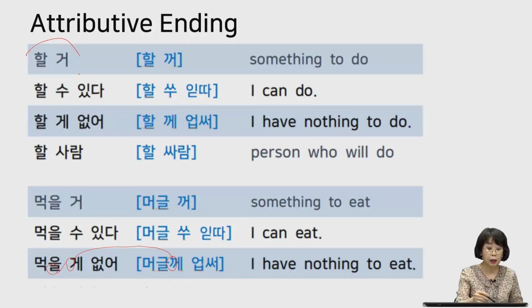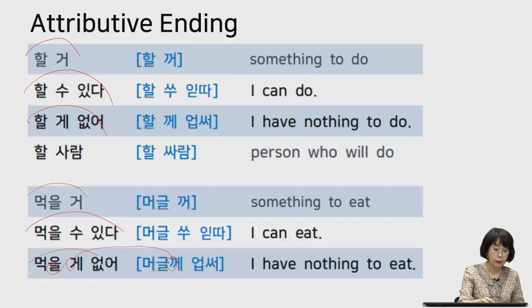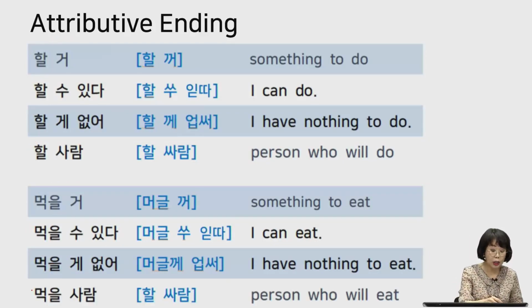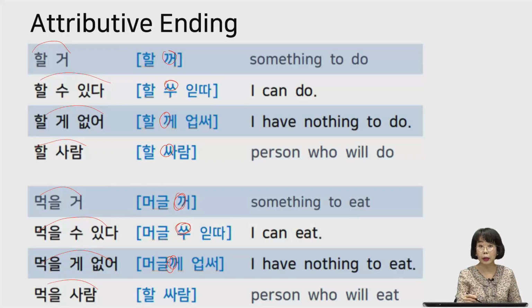Let's review. 할 거, 먹을 거. 할 수 있다, 먹을 수 있다. 할 게 없어, 먹을 게 없어. 할 사람, 먹을 사람.